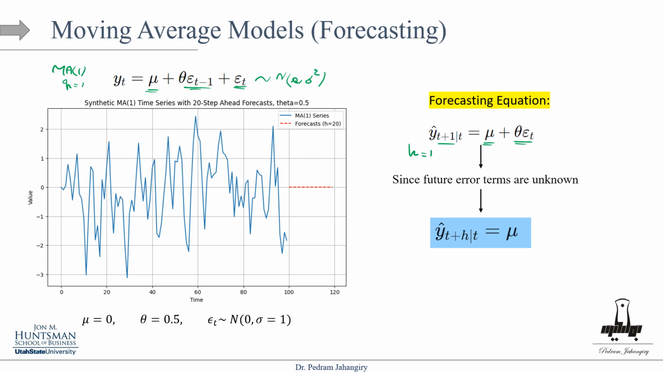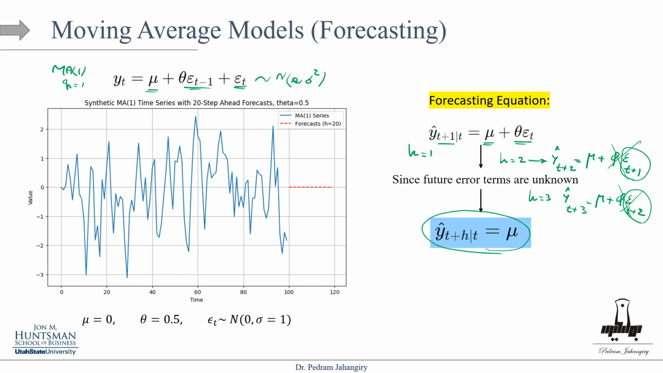Okay, and then what if h is equal to 2? If h is equal to 2, we had y hat t plus 2 is equal to mu plus theta epsilon t plus 1. What if h is equal to 3? So we get y hat t plus 3 is mu plus theta epsilon t plus 2. But the problem is that, look at that, we don't know what these error terms into the future are, so we get rid of them. Okay, so your forecasting equation is going to become something like this, right?